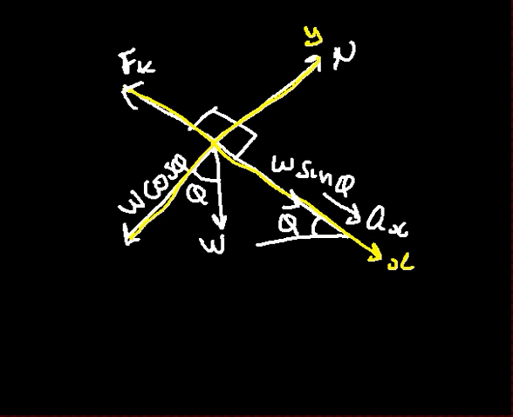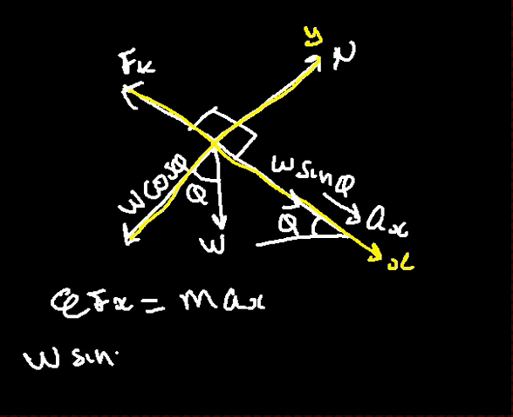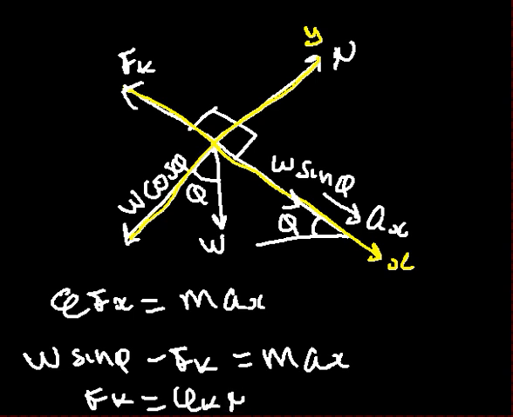Since the motion is along the x-axis, according to Newton's second law of motion, the summation of forces along x are the ones responsible for the acceleration. And what are those forces? We have the weight sin theta, which is positive since it is acting in the direction of the motion, minus Fk, which is equal to mass times acceleration. And for this case, we need to find Fk. You know, Fk is given as mu k times the normal force.